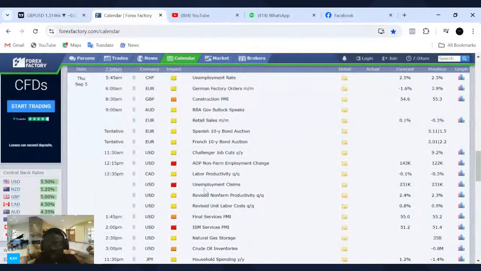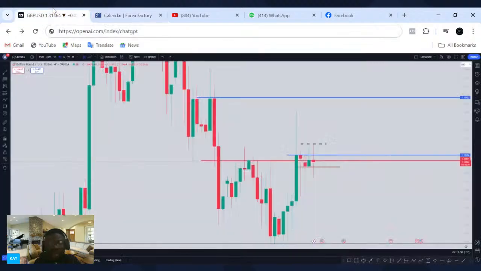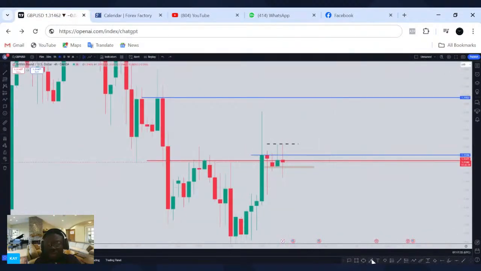And at the same time, you're having unemployment claims. At the same time, unemployment claims is the same. So when you see the same numbers, if the numbers are the same, then there's going to be indecision. So it's either going to move up like this, then come back. Okay, when the numbers are the same, that's what mostly you see.